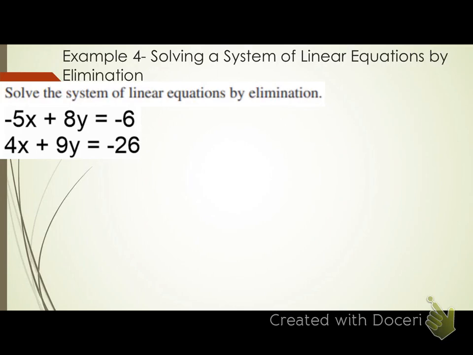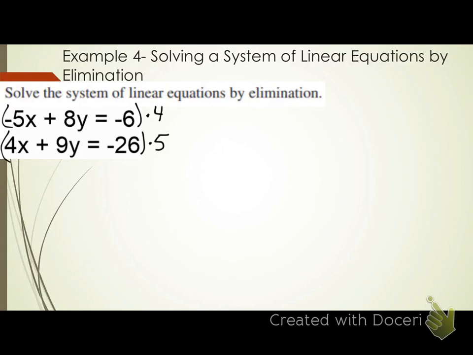Does everyone understand why we're multiplying top by 4 and bottom by 5? Please speak up if you do not understand. Our ultimate goal is to get same number, opposite signs here. And I'll achieve that by multiplying this top equation by 4, bottom equation by 5. That'll give me same number, opposite signs in front of my x values. Any confusion about that?